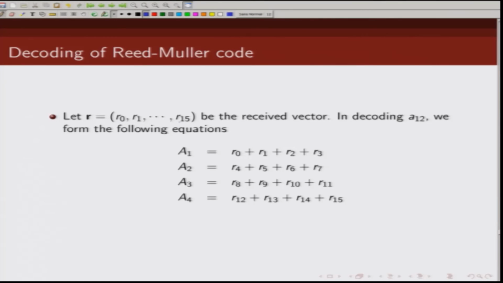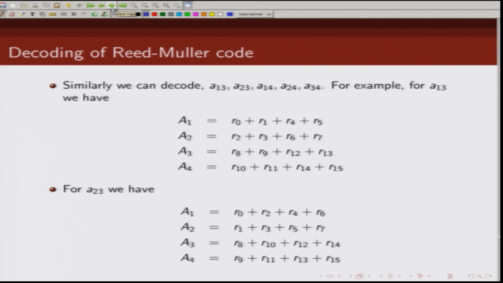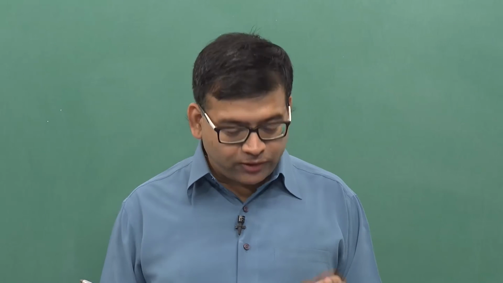So, let us say my received bits are R0, R1, R2, up to R15 corresponding to the transmitted bits B0, B1, B2, up to B15. Then I can decode A12. How? I will just add these first 4 bits, then the next 4 bits, next 4 bits, next 4 bits. So, I am getting 4 independent views about what A12 is, and then I will take a majority decision. If the majority of them are saying 0, I will go for 0, otherwise I will go for 1. Now, in exactly the same way I can decode other bits.